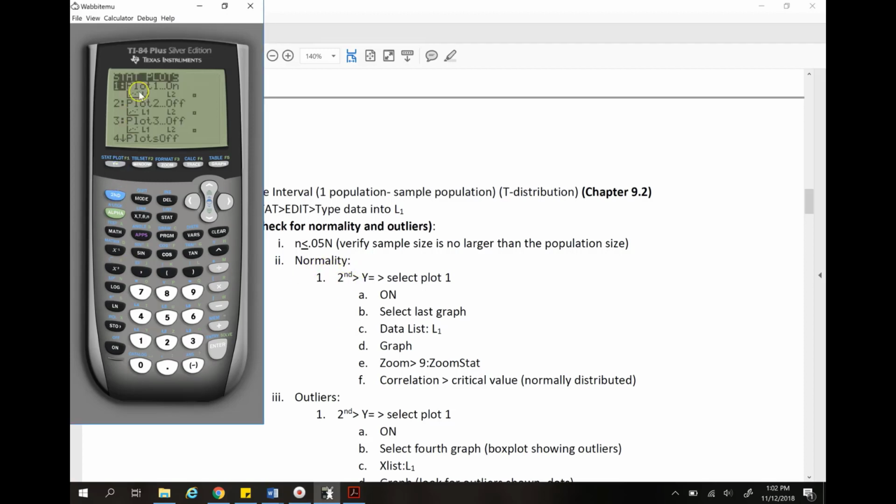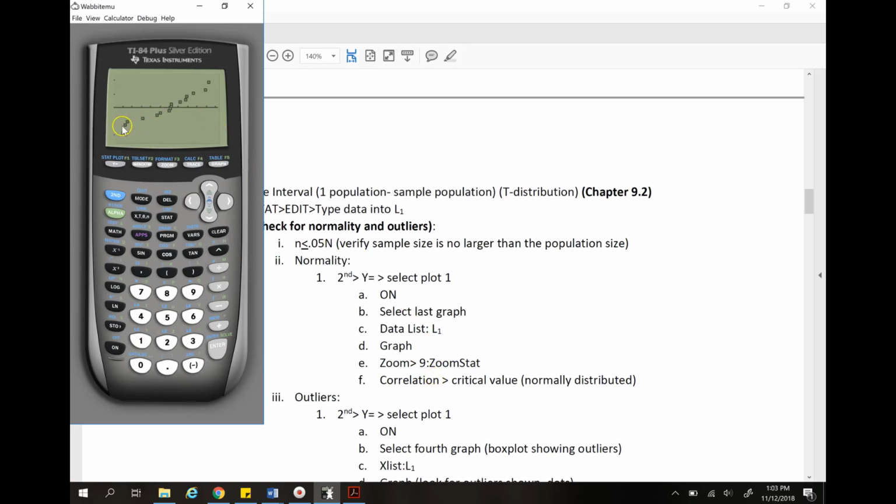So go to second y equals. Make sure select plot 1 is on. So you can see it is highlighted. It says select the last graph. Data list is L1. That's where we put our data. Hit graph. It looks like I have a line in there. So let's clear that out. So y equals, clear. Go back to graph. Not seeing anything. So go to zoom, number 9. And that will get you your dots.